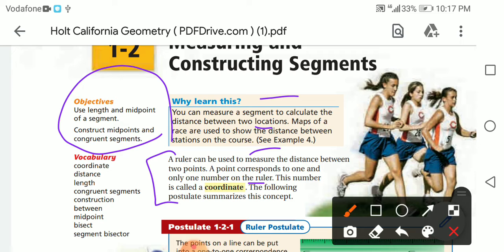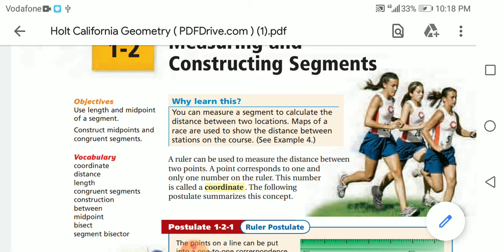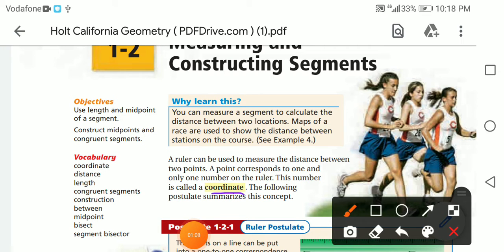It's important to focus here: a point corresponds to what? To one and only one number on the ruler, right? This number is called the coordinate. This number is called what? Coordinate. So I have this point, and this is its coordinate. Do you remember coordinate? The following postulate summarizes this concept.